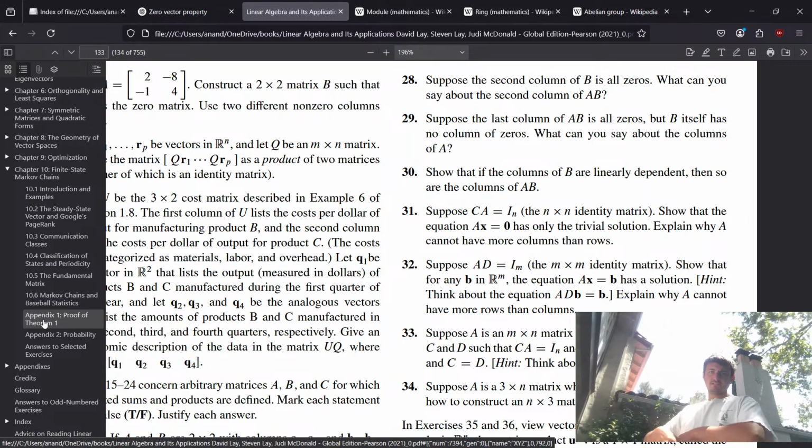31. Suppose CA is equal to the identity matrix. Show that the equation AX equals 0 only has the trivial solution.